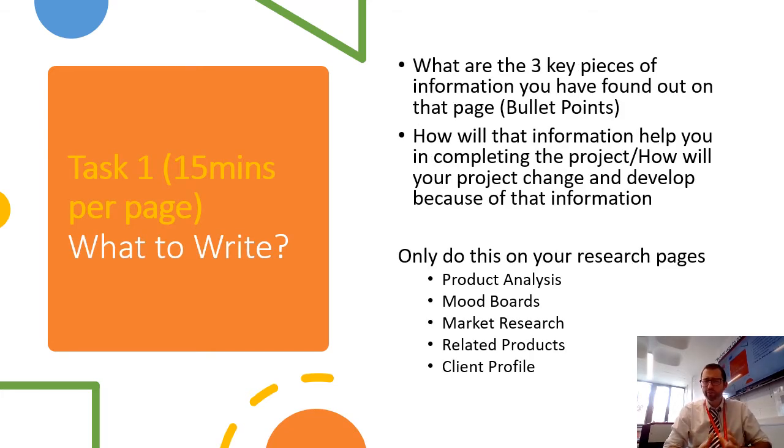So there's a couple of different ways in which you can write a conclusion, which I'll come on to in the next slide. But in the main, for each page that you've completed of your research, which is your product analysis, your mood boards, your market research, related products, and client profile so far, I'd like you to try and produce 3 bullet points. Each bullet point needs to explain what key piece of information you have found out doing this page. It also needs to explain how that key piece of information is going to be useful for you and your project.